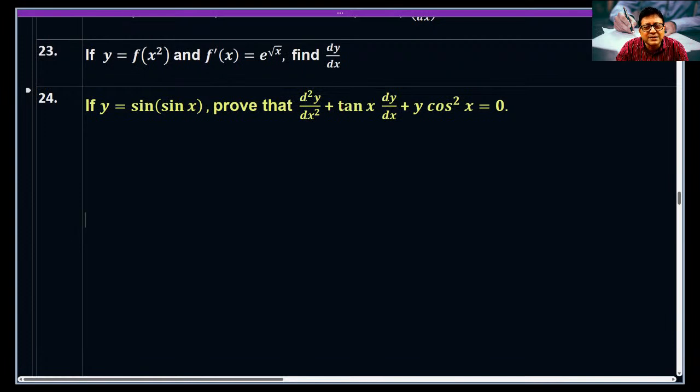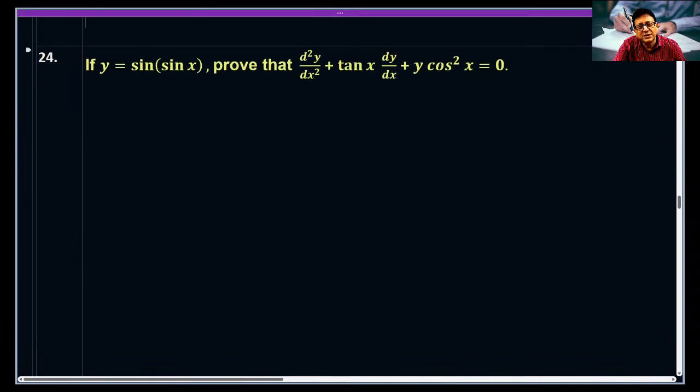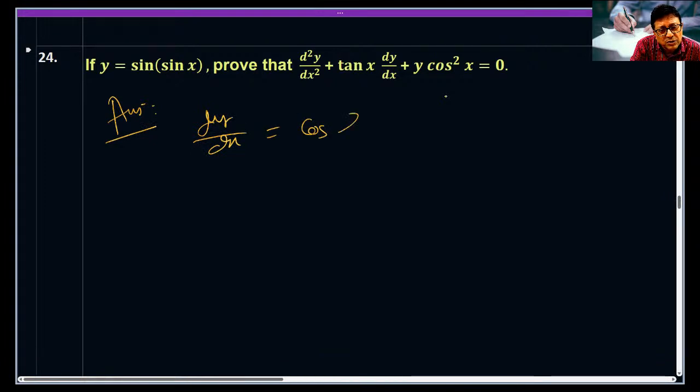y equal to sine of sine x. Prove that d square y by dx square... Second order. Differentiation of first order differentiation is second order differentiation, you know. So to answer this, you write the first order derivative: dy by dx is cos of sine x into cos x. Agree or not? You should agree, because I did the correct differentiation here.